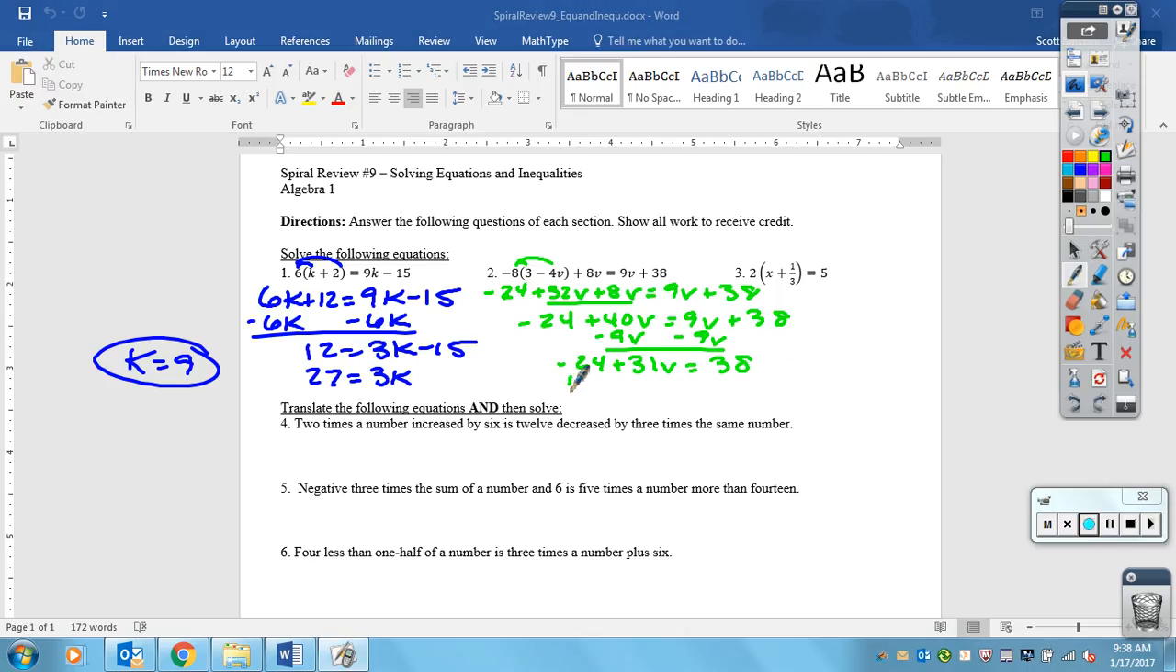As I continue, add 24 to both sides. 31v equals 62. Divide both sides by 31, so v equals 2 on number 2.